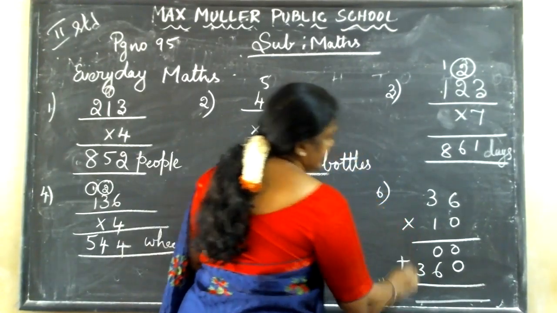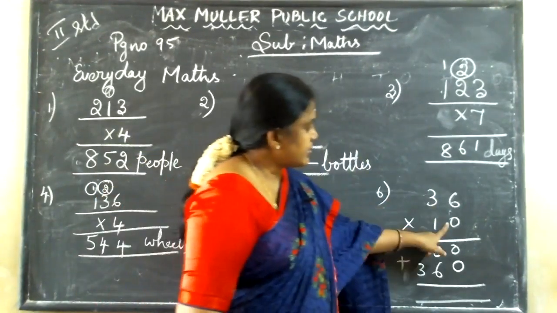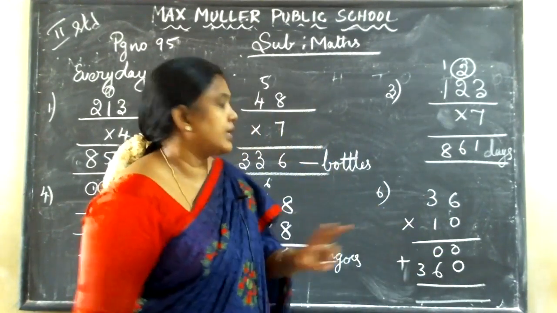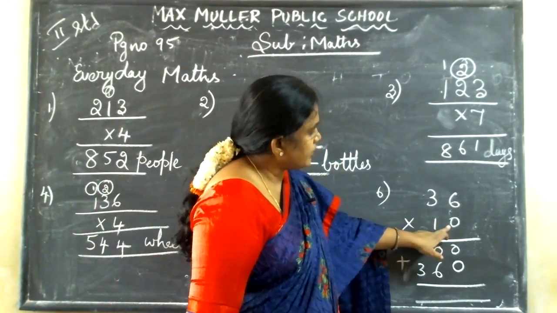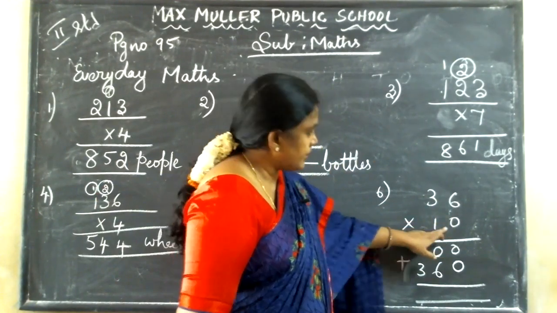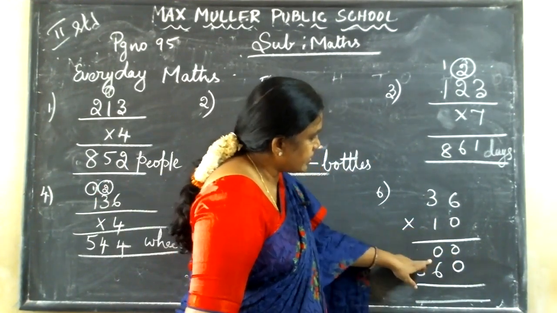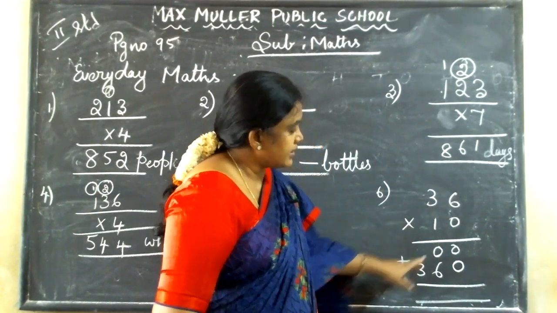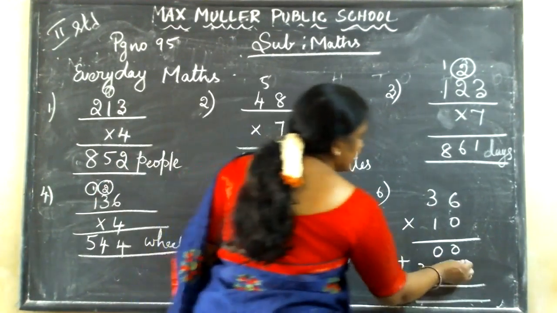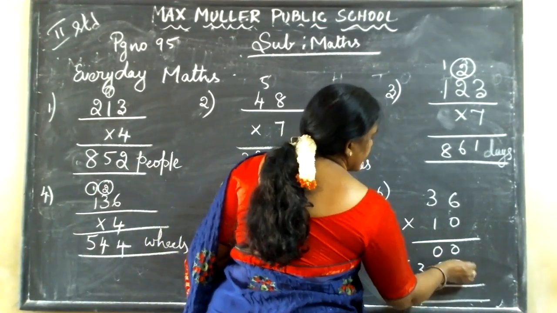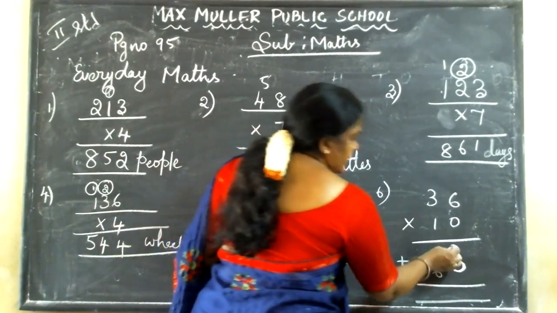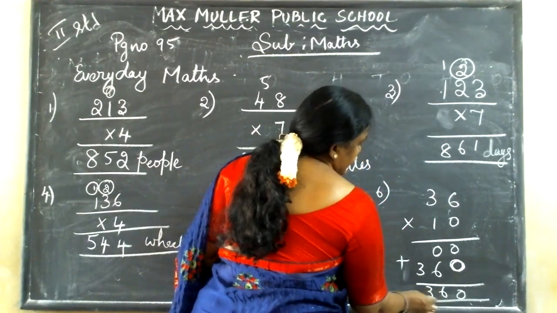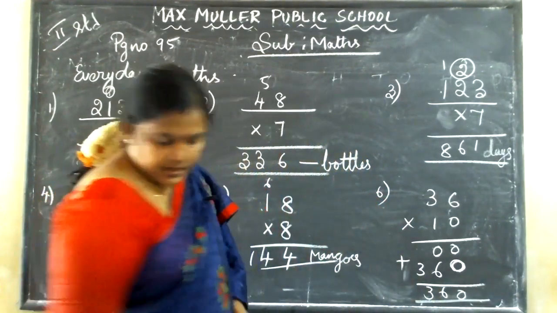Understood children what I did? Listen here, 0 6s are 0, 0 3s are 0. If 2-digit number will come, that time you want to first multiply with 0. After multiply with 0, you will get first step 0 0. Second step 1 6 are 6, 1 3 are 3. In second step, starting only you want to write 0. In ones place, always you want to write 0. 0 plus 0, 0. 0 plus 6, 6. 360 eggs.